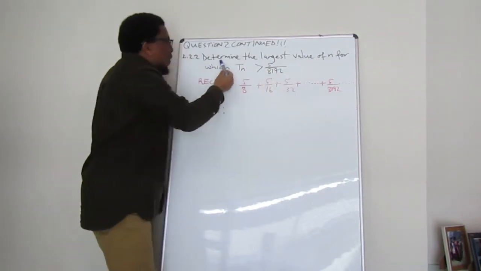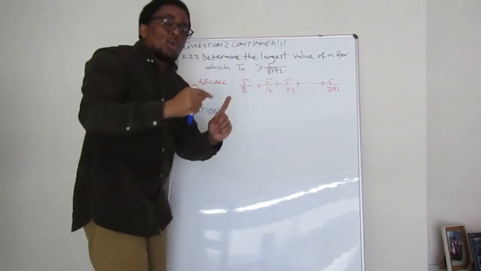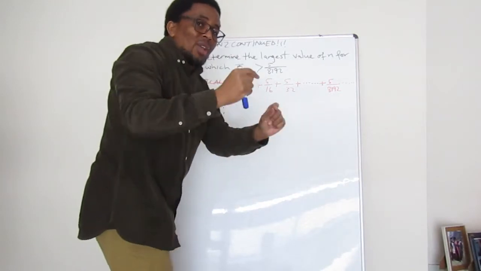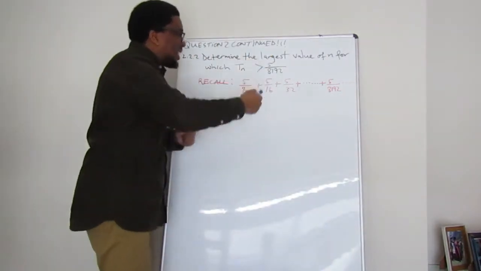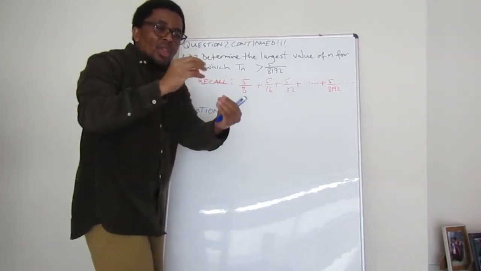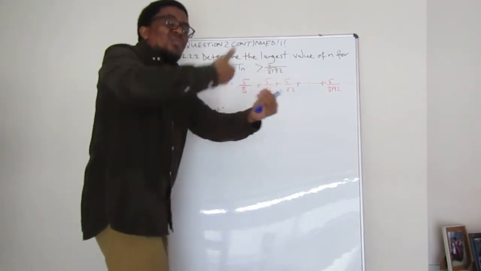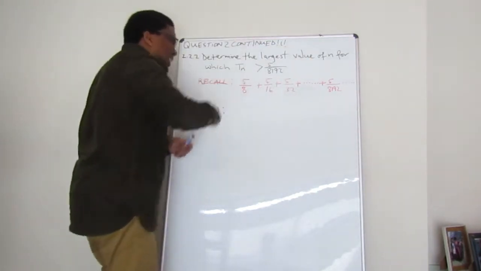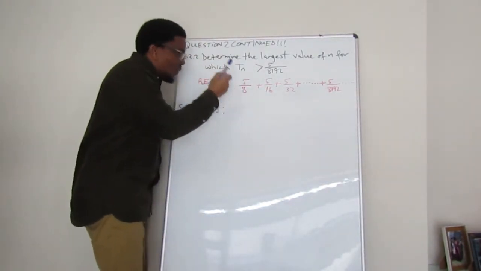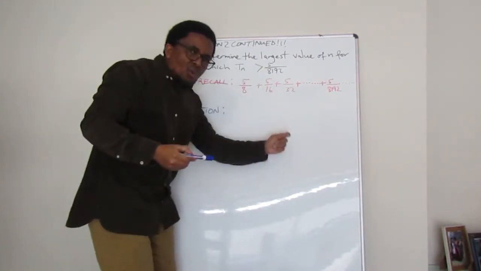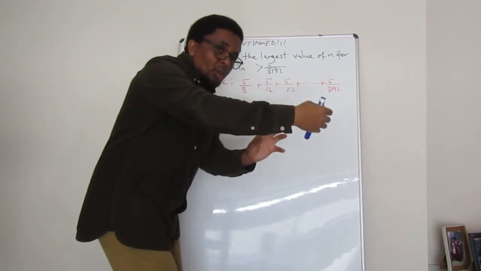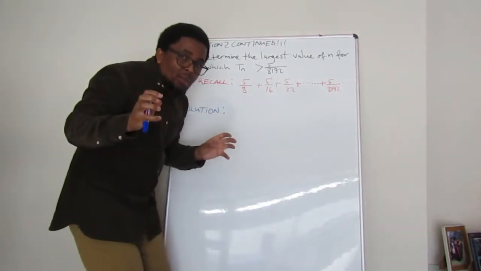Now, the question says, for which TN? So they are giving you TN. TN is the term number. They are saying the term number is greater than 5/8192. The way they give you that value is very confusing. In fact, even the series itself, the way they gave it to you, was so confusing: 5/8, 5/16, 5/32, 5/8192. As a student, you become so confused and scared of such figures.